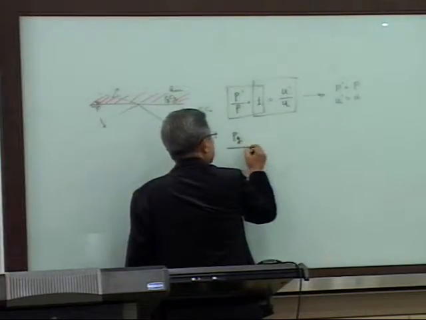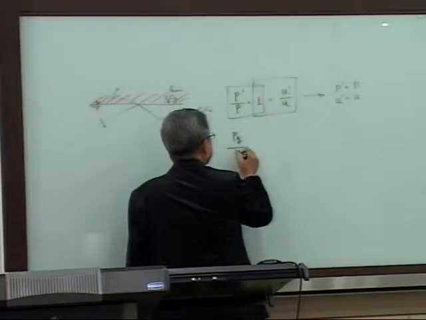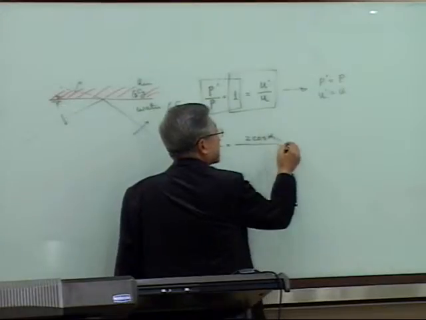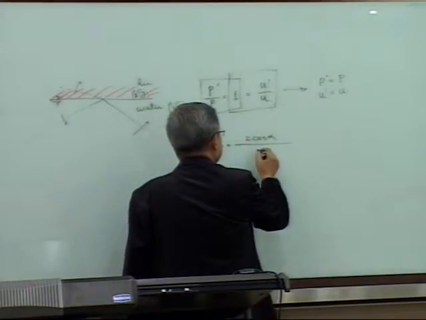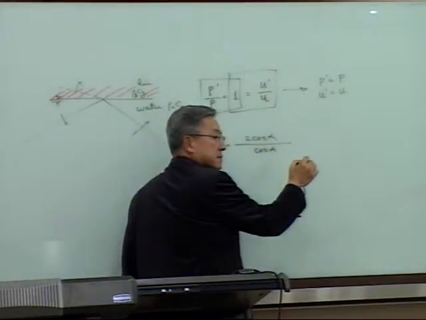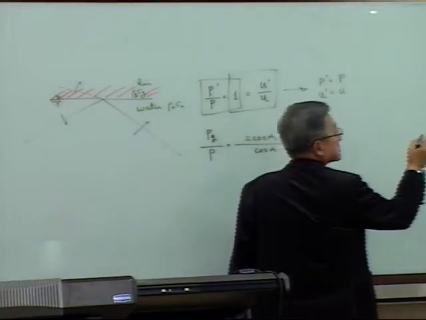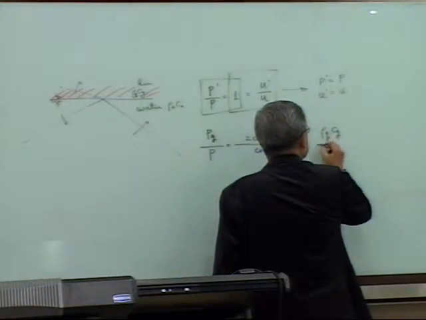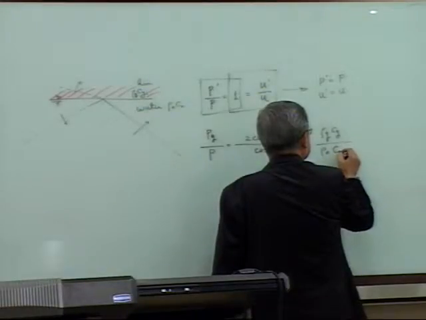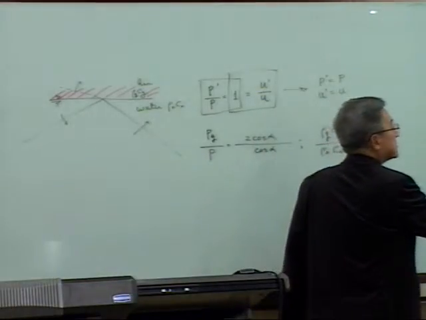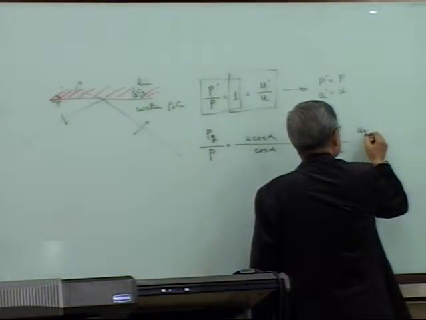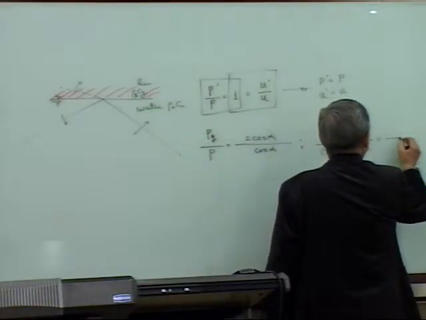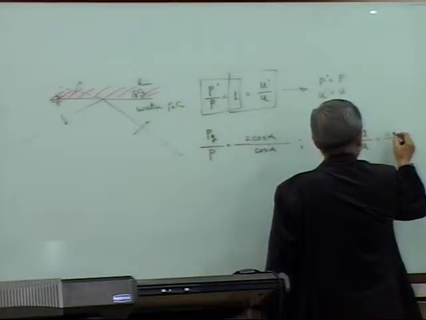So I can say Pg over P is equal to 2 cosine alpha over cosine alpha, right? Another set is rho g Cg over rho naught C naught times Ug over U is equal to the same thing, 2. This is simply 2.